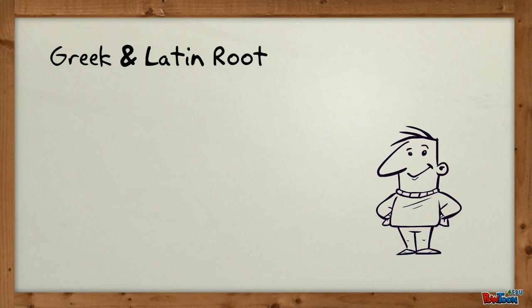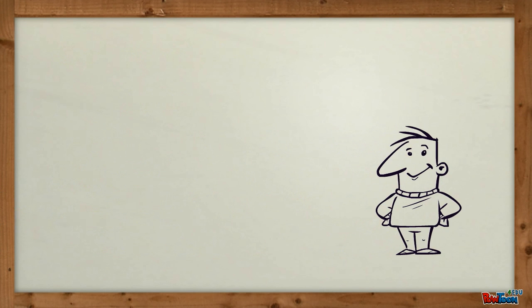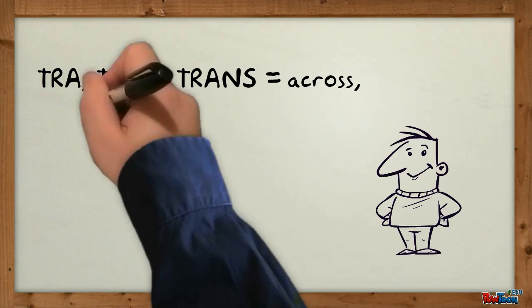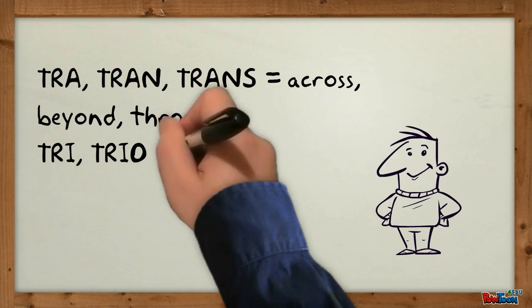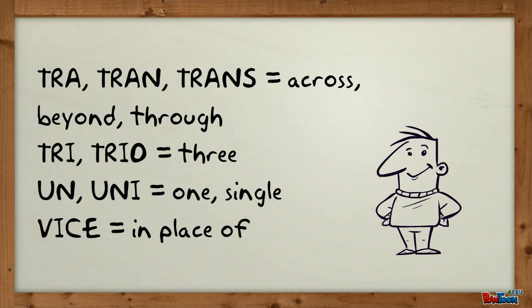This time, we just have a few Greek and Latin roots that actually cover a lot of words. Tra and trans, tri, un and uni, and vice. First, a quick look at what they each mean. Tra, tran, and trans mean across, beyond, or through. Tri and trio mean three, un and uni mean one or single, and vice means in place of.